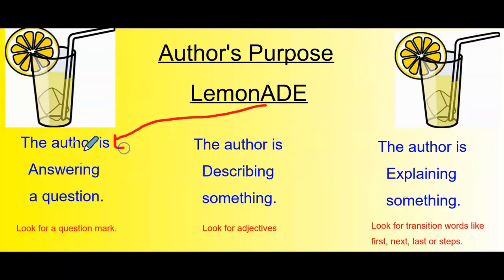A, the author is answering a question. Remember, look for a question mark at the beginning of the passage. D means the author is describing something. Remember, look for adjectives when an author describes. An author also writes to explain something. Remember, explaining means to give the steps and use transition words like first, next, or last.